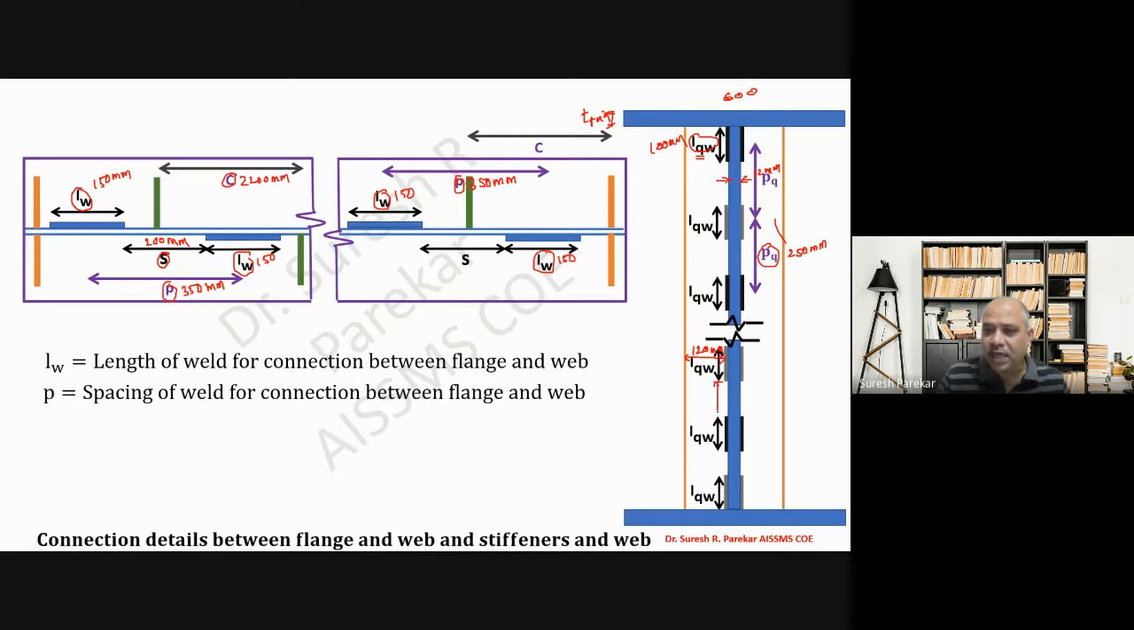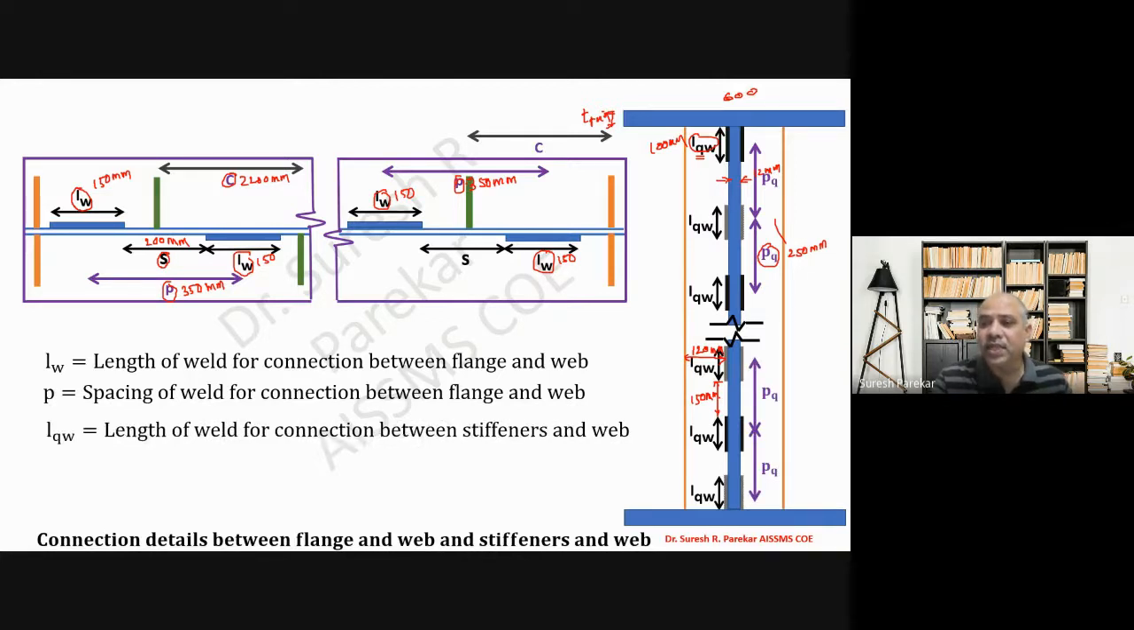And we have this clear spacing that is equal to 250 minus 100. So this is 150, and this should not be greater than 12T or 16T for compression and tension, and 200 will be the maximum value. So this you have to show. So LW is the length of weld between stiffeners and web, and spacing of weld between stiffeners and web. So this is your sheet number 8, which will complete all your sheets.